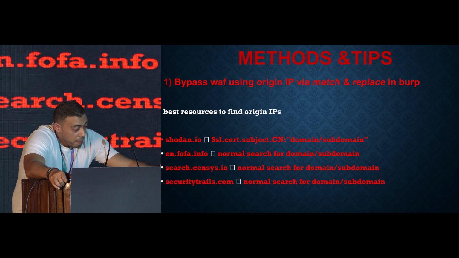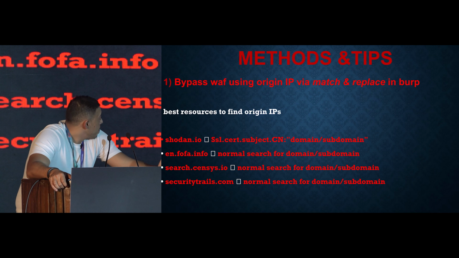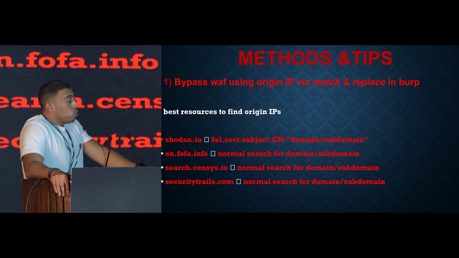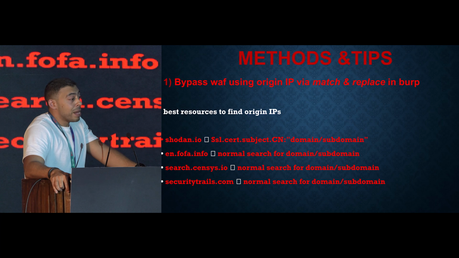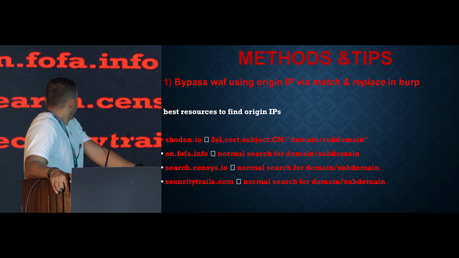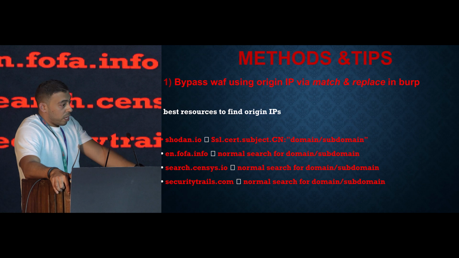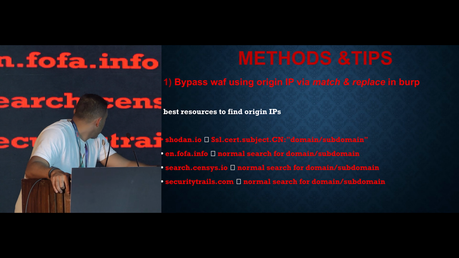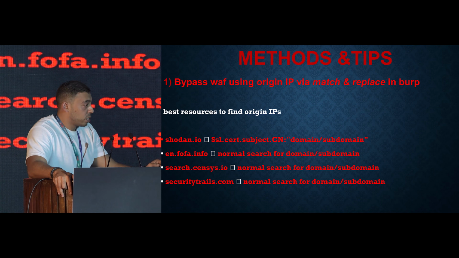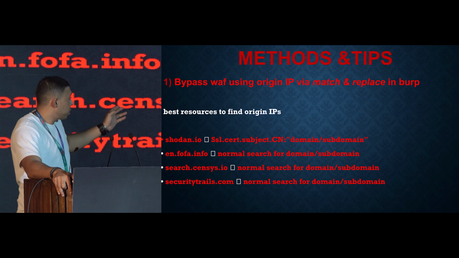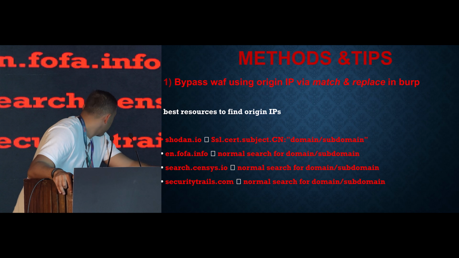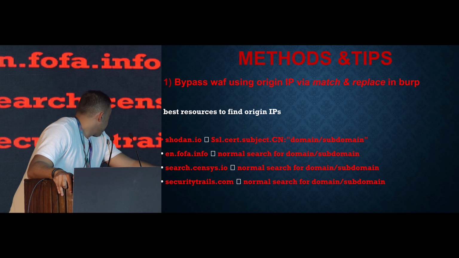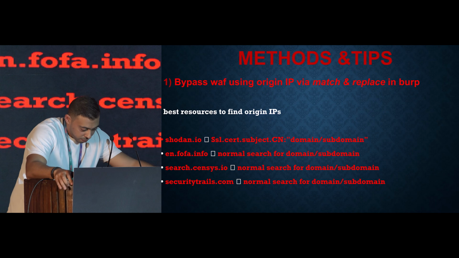Okay, now, my method for bypassing the WAF is using the origin IP via match and replace in Burp. Now, the best resources as a start to find the origin IPs are Shodan, where we can use a dork like ssl.cert.subject.CN with the domain or subdomain. We can use fofa.info. We can use Censys. We can use SecurityTrails.